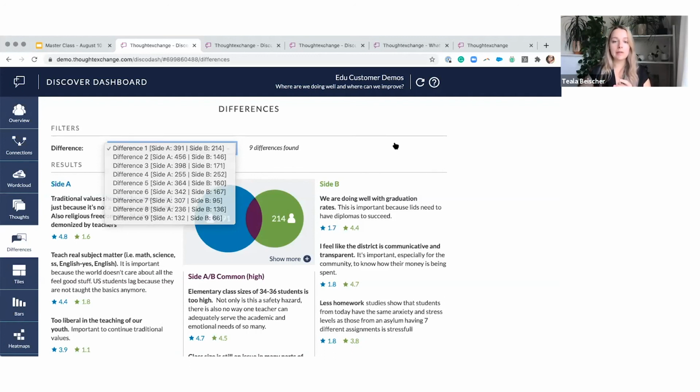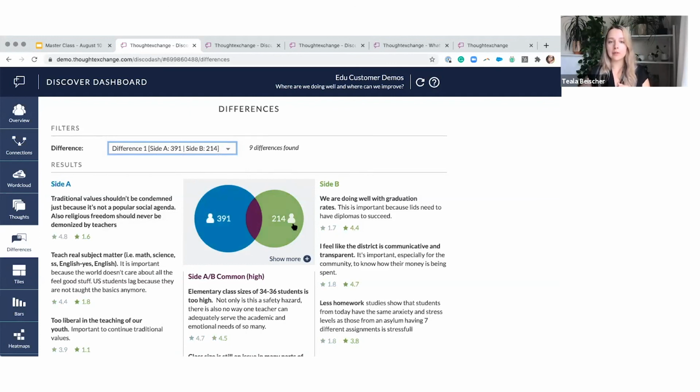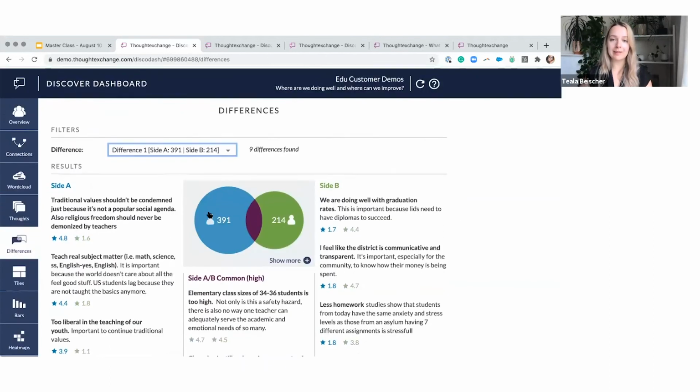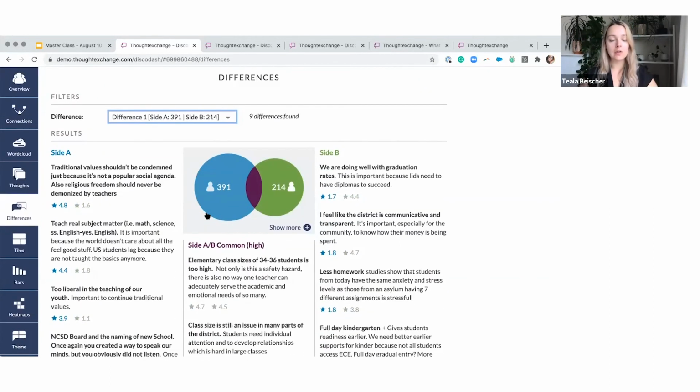And what you could think of this as, here we have 391 plus 214 people. All of these people interacted with the same set of thoughts because of the way the algorithm showed them the thoughts. These are all of the different thoughts, and the visual representation is how they interacted with it. So side A is a group of people who all rated these thoughts on the left really highly, whereas side B is a different group of people who all rated these thoughts on the left really lowly. And that's showing you the polarity here.